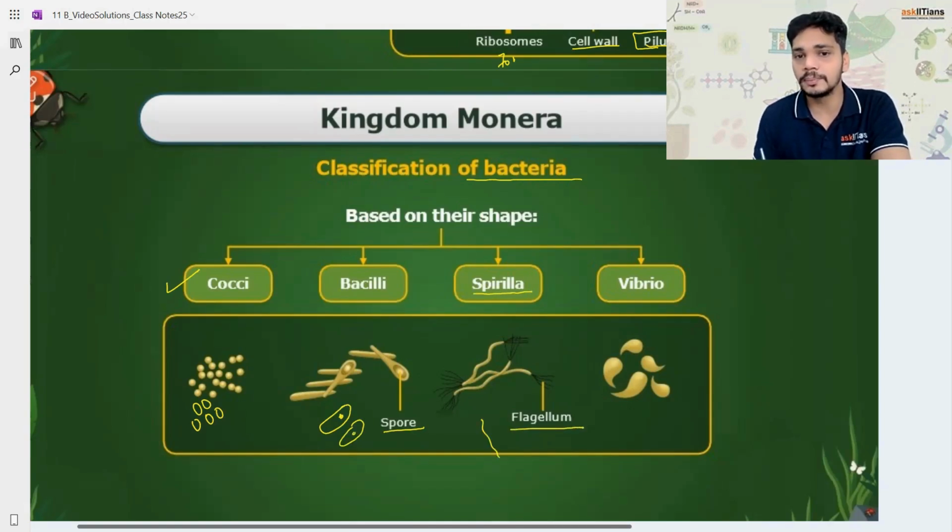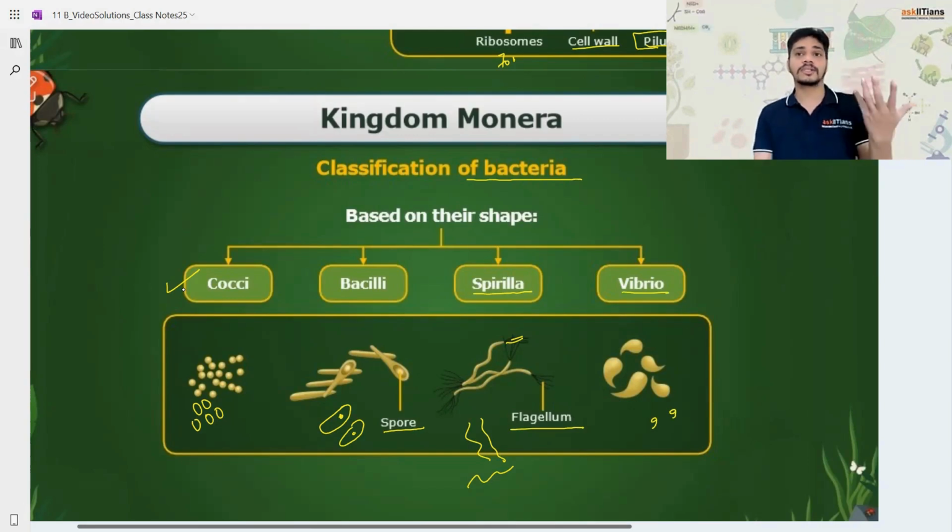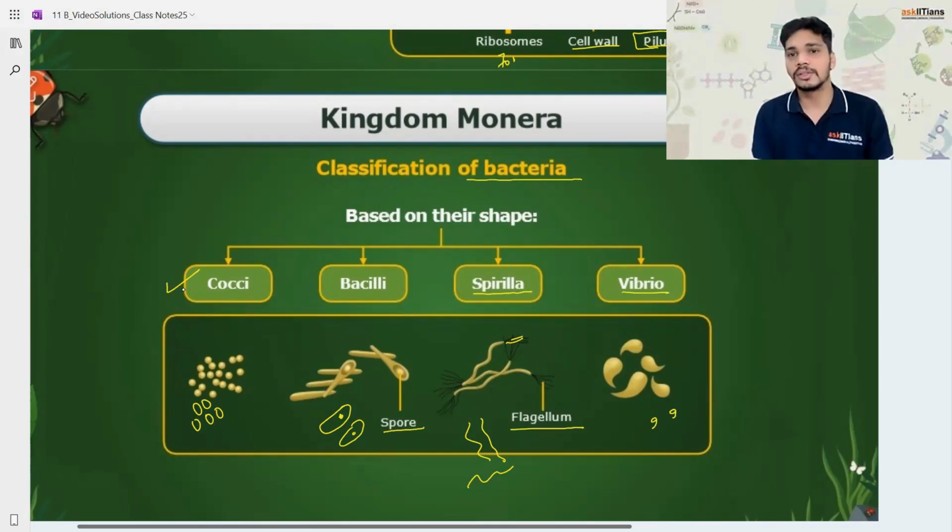Spirilla means this kind of structure, spiral-like structure. Okay, and they have flagellum also from both the sides for the motion. Then we have a comma-like structure. Can you say it resembles a comma? Yeah, that is a vibrio. Example is Vibrio cholerae. Yes, that causes cholera. Exactly correct. So that is the vibrio.